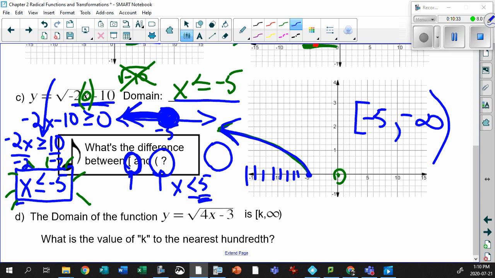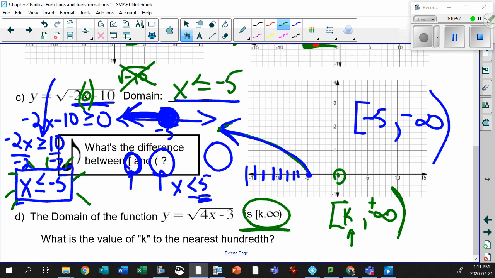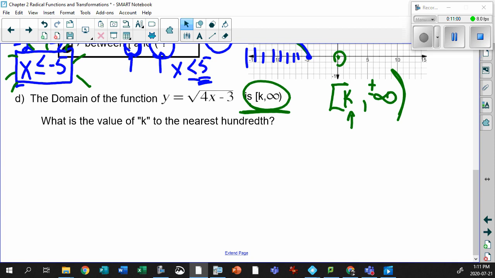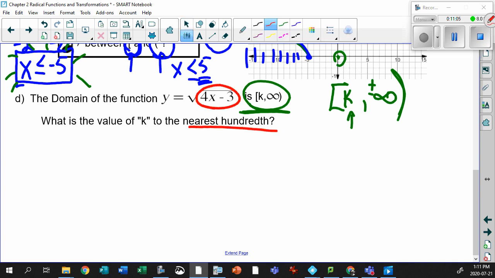Okay, now, one of the things that they like to talk about in this is K and infinity. So hard bracket means that's the value under the radical that you solved for. And of course, you know infinity could be positive or minus, okay? And never get there, so soft brackets. You're always going to see it in this kind of style. Now, check this out. I love this question. This question says, give me 4x minus 3 to the nearest hundredth. Find me the value of k.